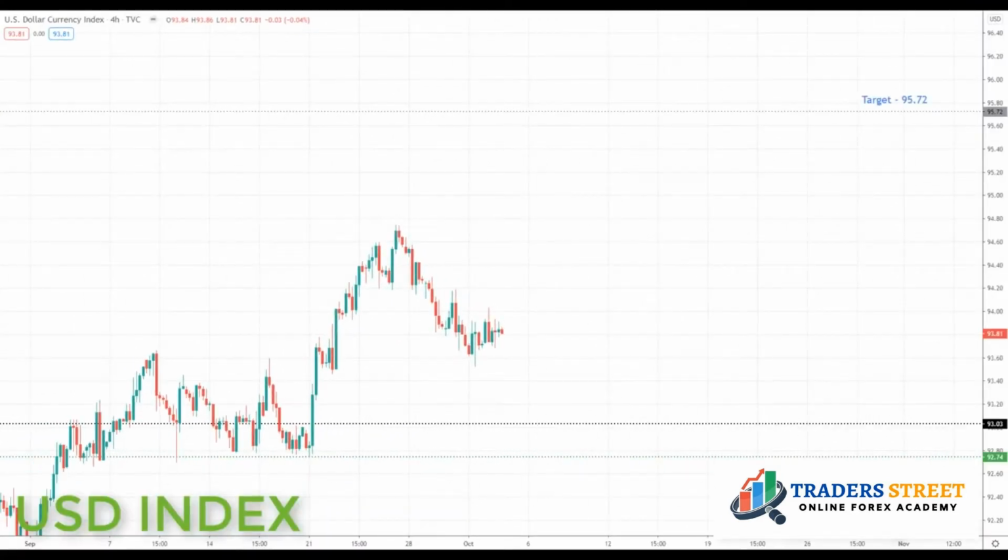As always, we're going to start off by looking at the US dollar index. Now, something to note before we look at the dollar index is that we are one month out as of today from the US election. This is the next big trading event on the 3rd of November.